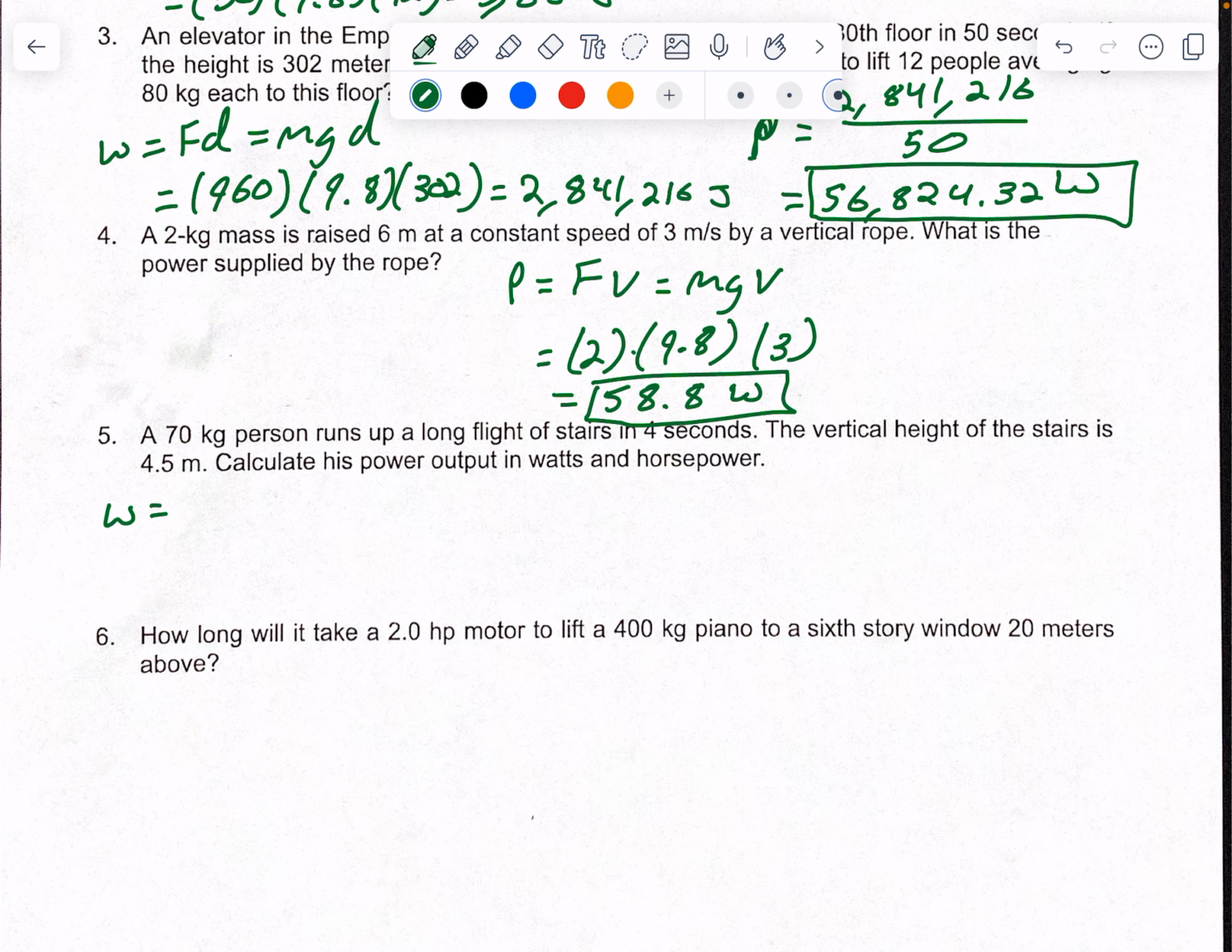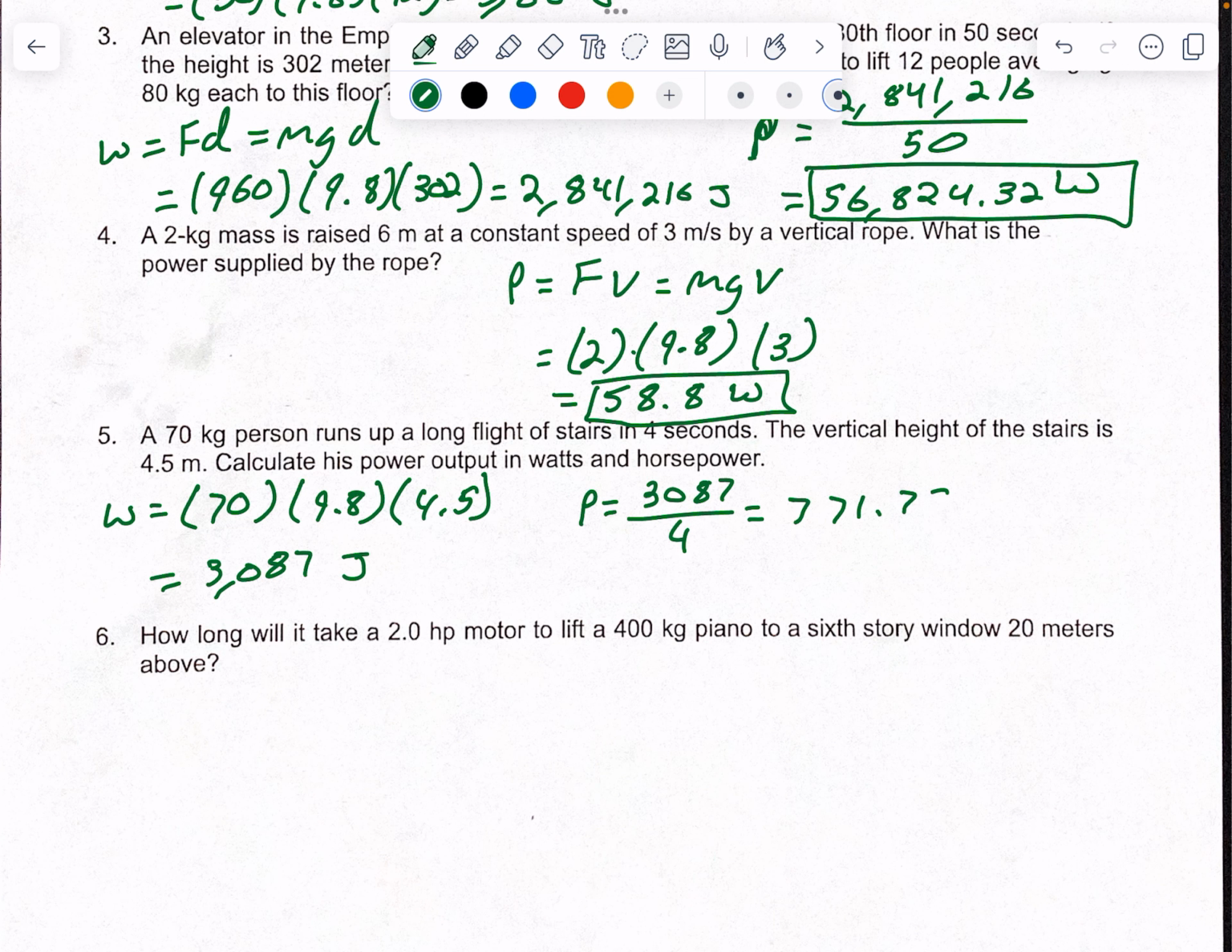So we're gonna take our mass, 70, times our gravity, 9.8, times our distance, 4.5. And we're gonna get a work value of 3,087 joules. Okay, so now we're gonna find our power. Power equals 3,087 divided by our time, which is 4. That gives you 771.75 watts. So there's your first answer.